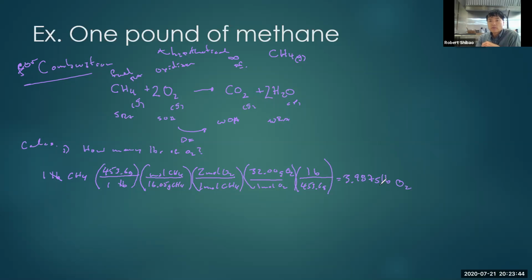And so if I have 3.988 pounds of O2, then that's enough. If I have less than that, then I'm going to get incomplete combustion. If I have more than that, then that's okay. It's okay to have more.